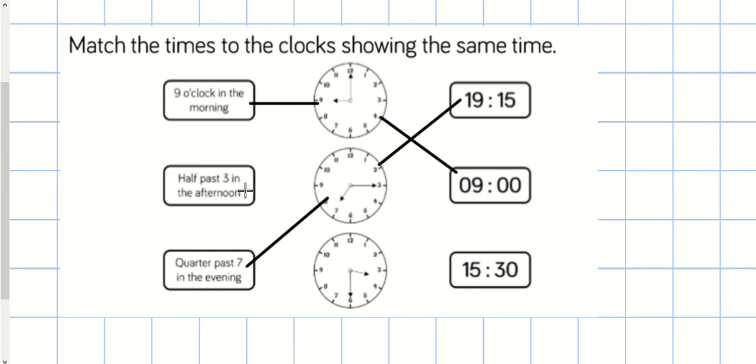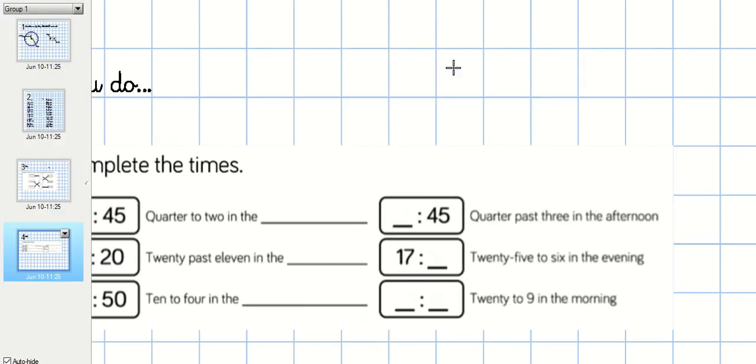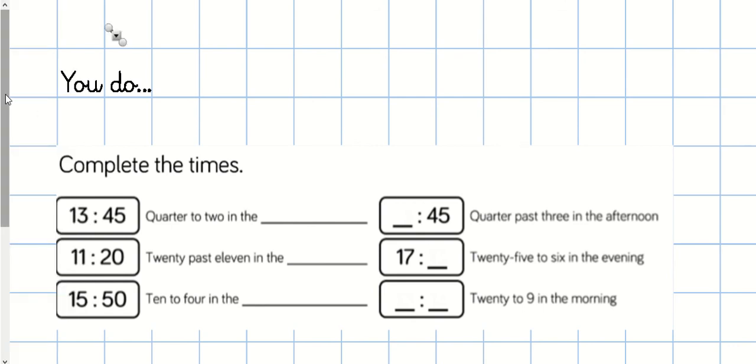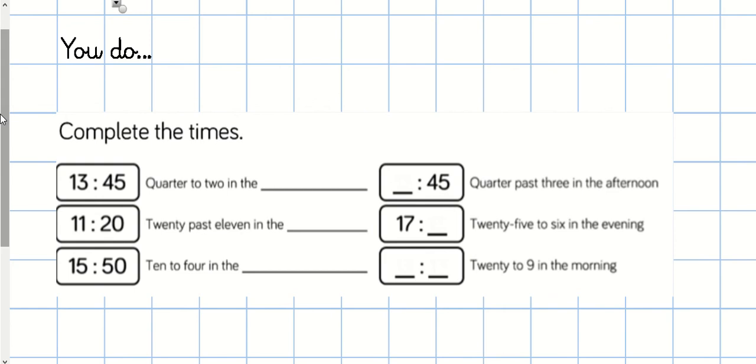And then my last answer is 3:30 in the afternoon, and 15 equals 3 p.m. or 3 in the afternoon, and there's 30 minutes, 3:30. 5, 10, 15, 20, 25, 30. Well done if you got all those right. Finally, can you fill in the blanks and complete the times? Pause the video now and try and fill in the blanks. Let's go through it together.